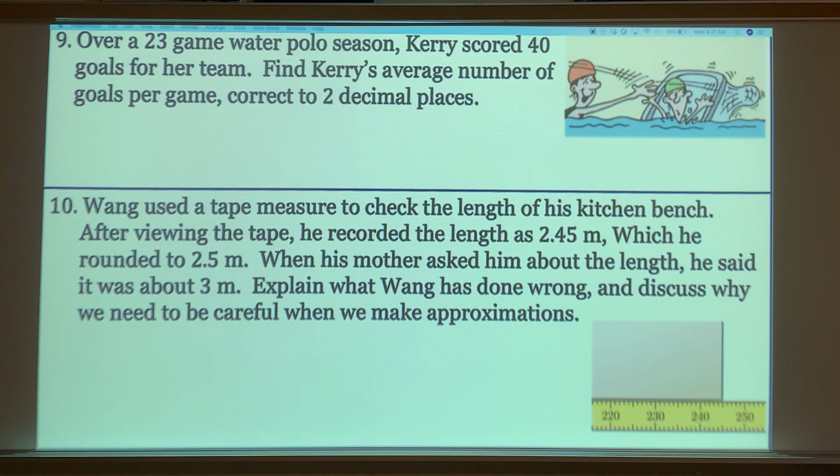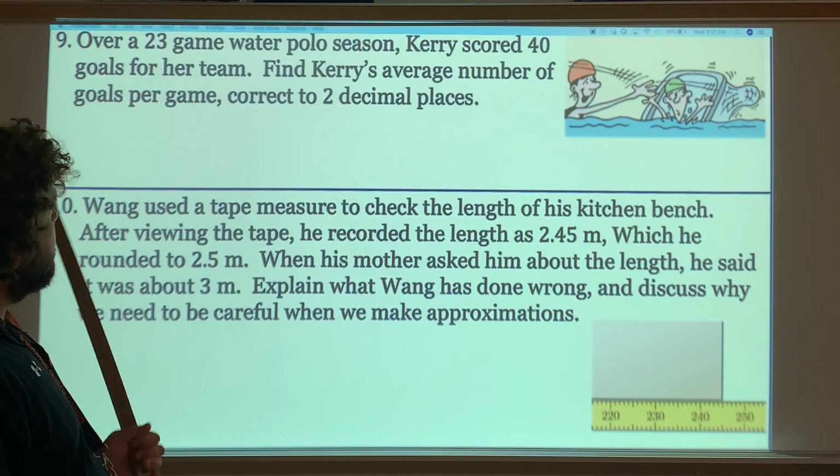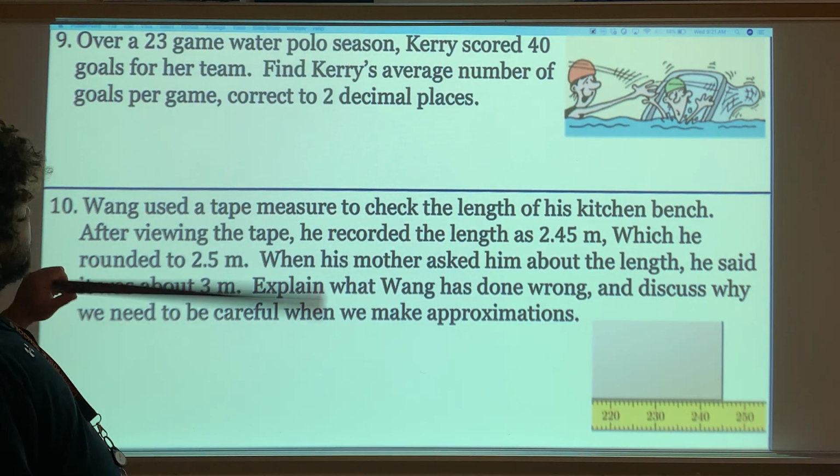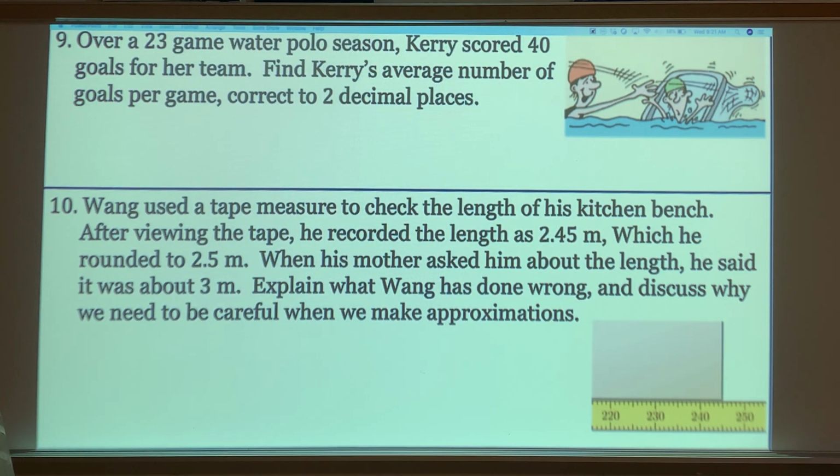Over a 23-game water polo season. So, try these problems, obviously, pause it, play it. 23-game water polo season. Carrie scored 40 goals for her team. Carrie's average number of goals per game. Find it. Two decimal places. So how do you find goals per game? So, 23-game season. She scored 40 goals.